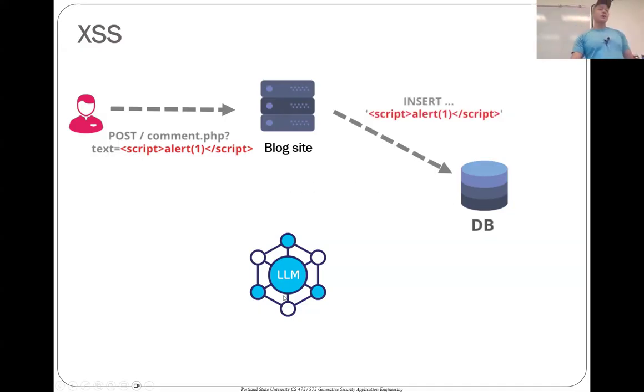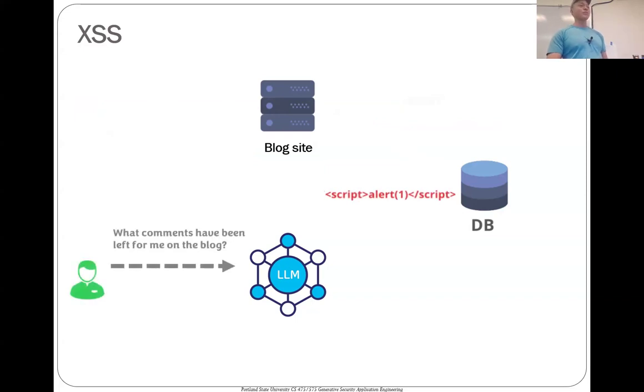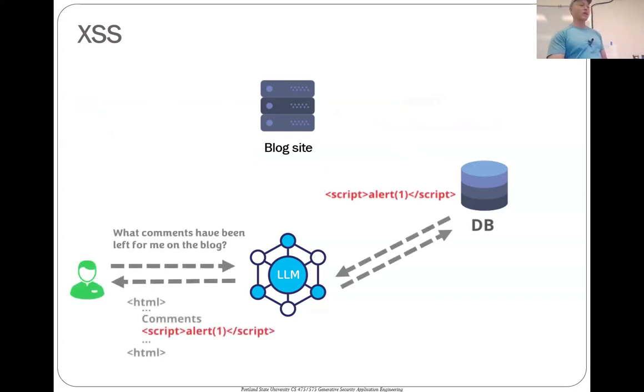And then if you have an LLM agent that is connected to this blog site's database, and you allow a user to say, give me the last comments on the blog site, then what happens is you can get this from the database and then just echoed straight back to the user. And this could be an exfiltration of the user's cookies, for example. And then this ends up getting the user owned.